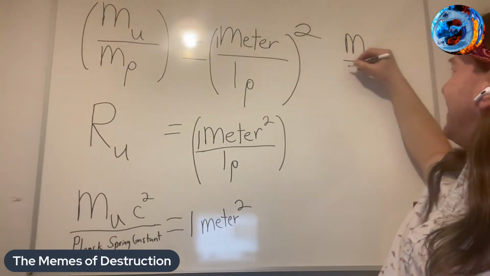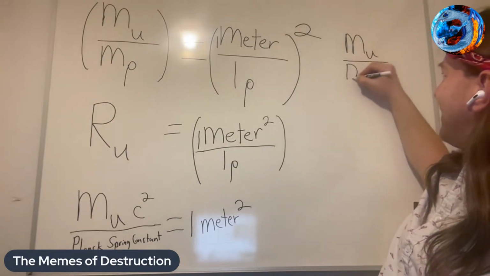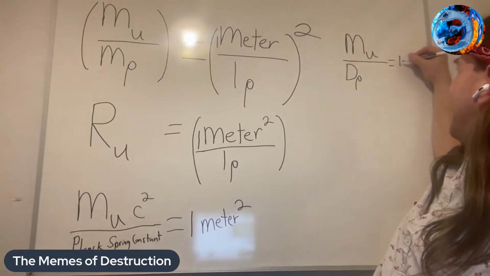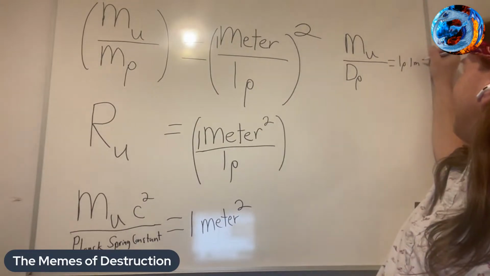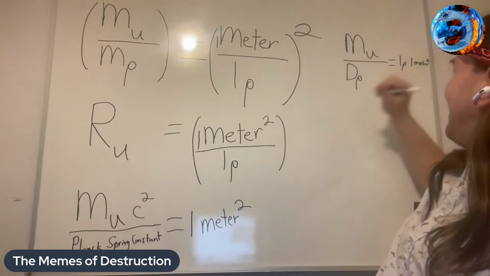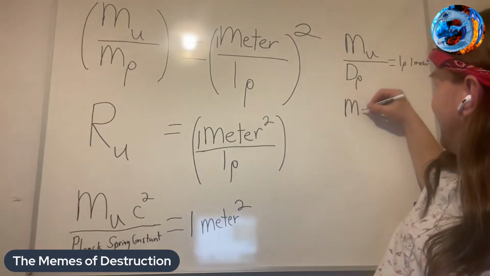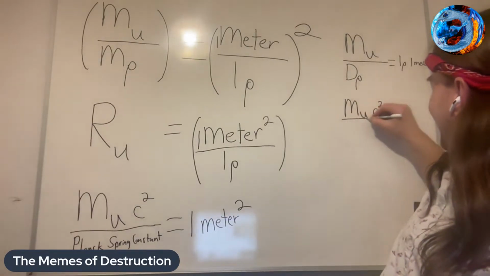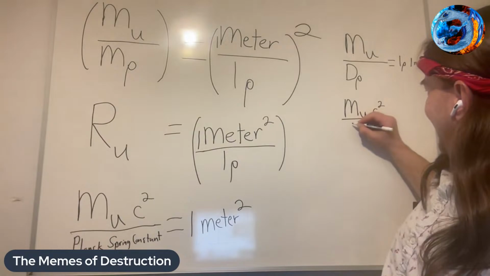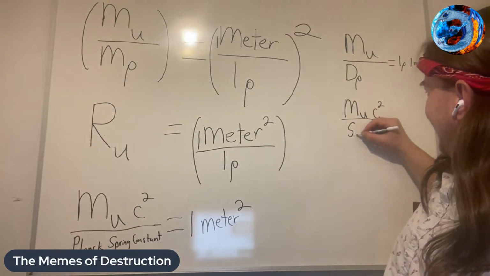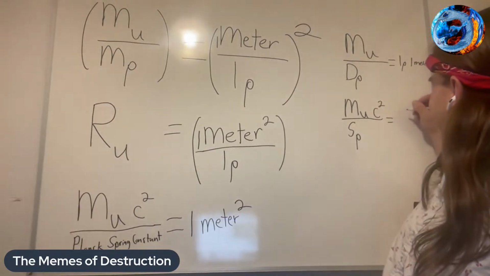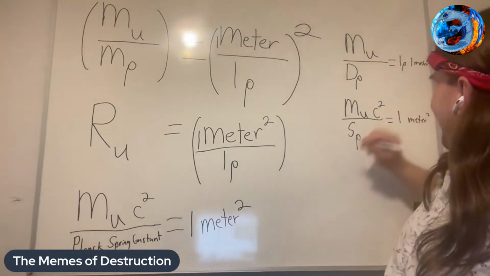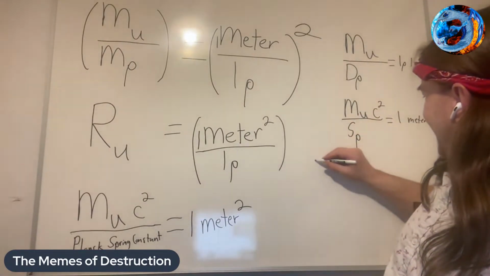U divided by Planck density. So we're going to do D sub P. That's yours, divided by Planck density equals Planck length times 1 meter squared. We take m sub u, claimed mass of universe, and multiply it by c squared, divided by the spring constant. We'll just do s because I'm a crazy person. Spring Planck equals 1 meter squared.